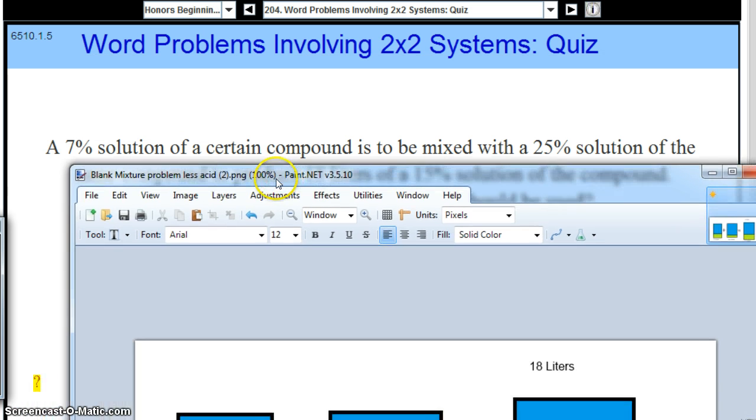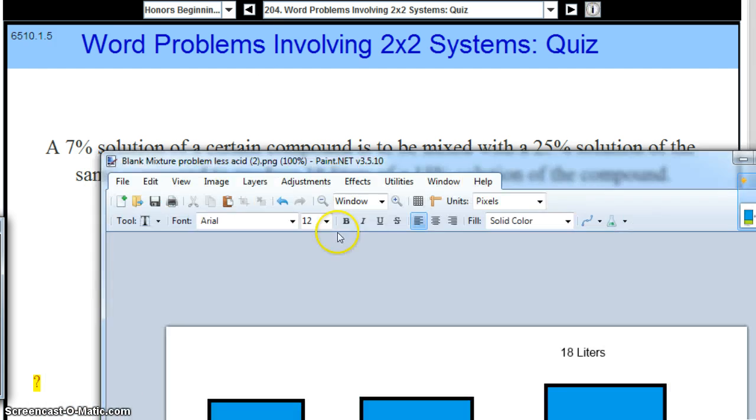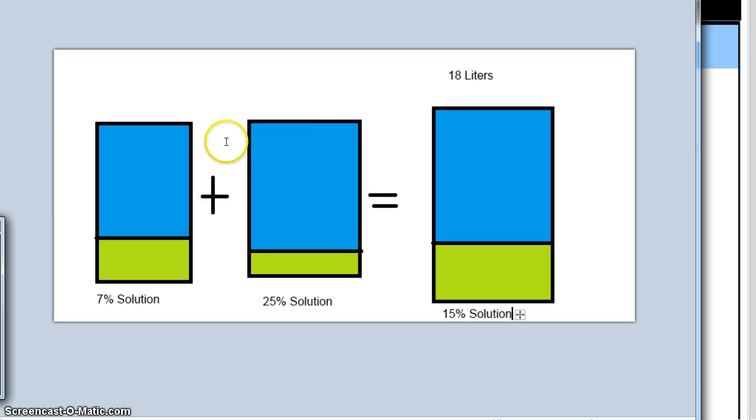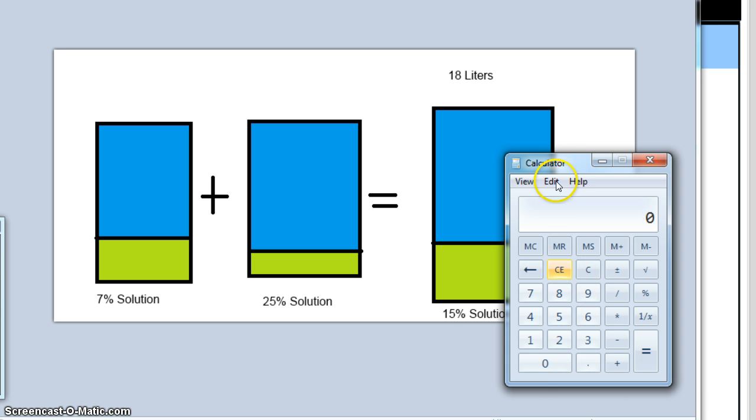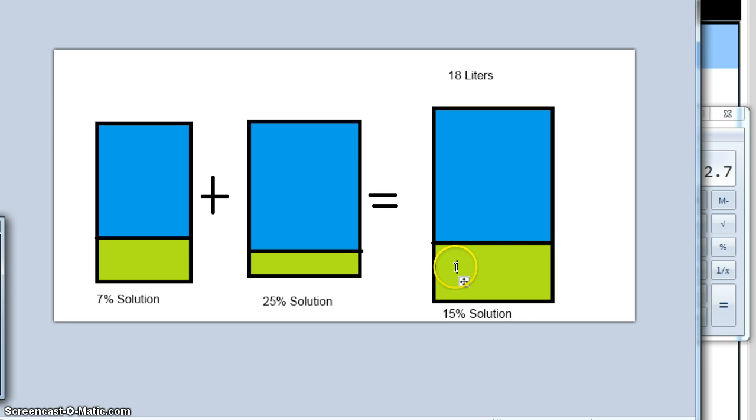It says a 7% solution of a certain compound is mixed with a 25% solution of the same compound. So we don't know the total volumes of these. Well, let's fill in the acid volume here. So again, to find the volume of just this acid, we said 15% of the whole thing is acid. So let's take a calculator: 0.15 times 18 liters is 2.7. So that 2.7 of the 18 liters is acid. 2.7 liters acid.